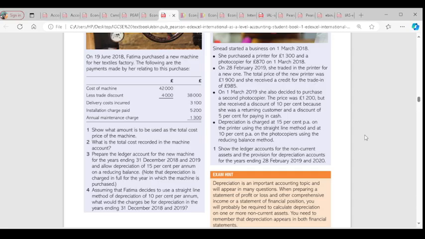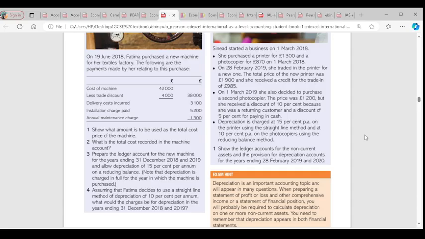So the total cost is the machine cost minus trade discount, which is 38,000. Delivery is part of the cost, 3,100. Installation is part of the cost, 5,200. So the total capital expenditure, this is called capital expenditure, is 46,200. So the first answer is 46,200. You won't include the annual maintenance charge because that is considered as revenue expenditure. Is it clear?